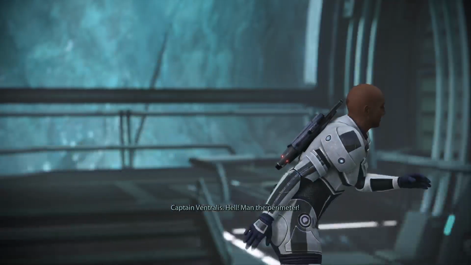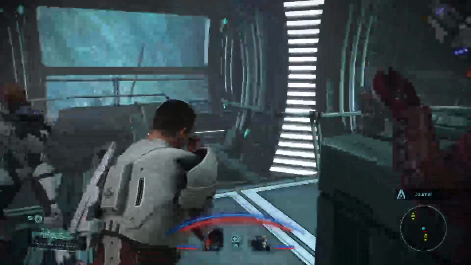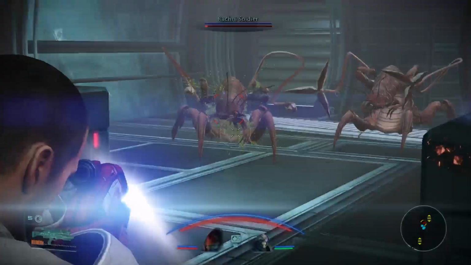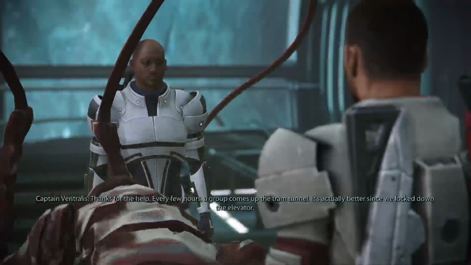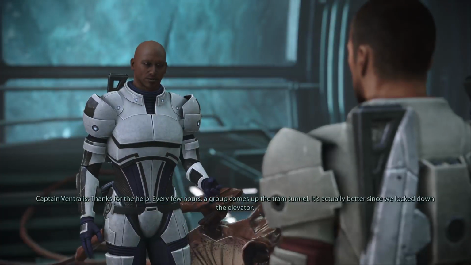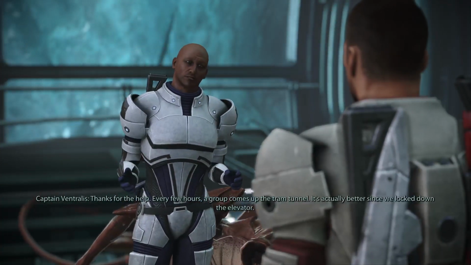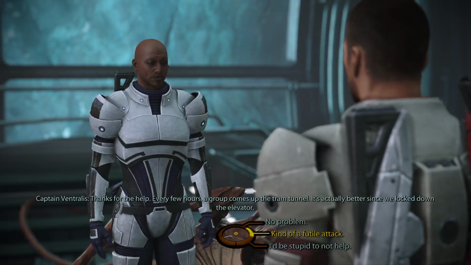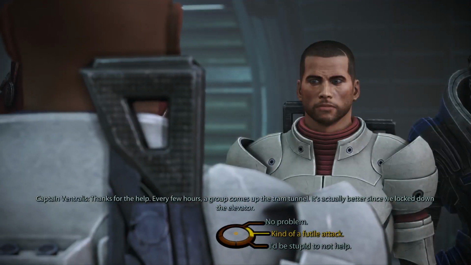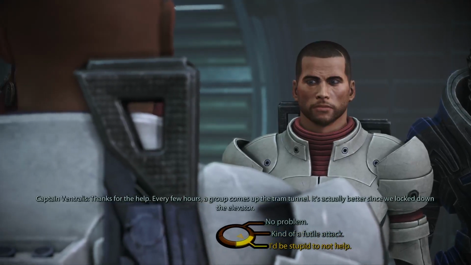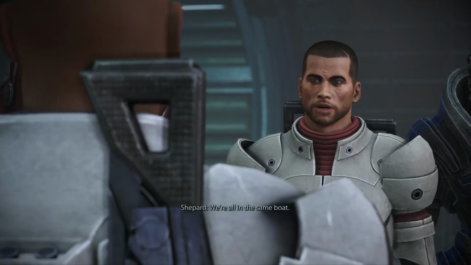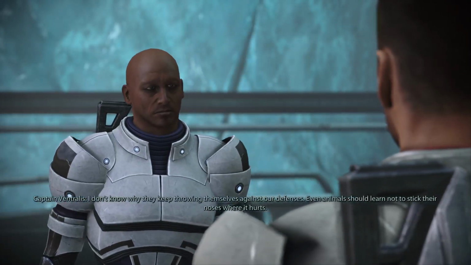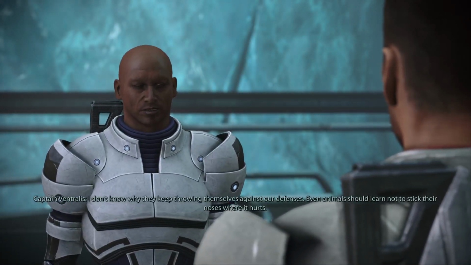Hell! Man the perimeter! Kill them all! Thanks for the help. Every few hours, a group comes up the tram tunnel. It's actually better since we locked down the elevator. We're all in the same boat. I don't know why they keep throwing themselves against our defenses. Even animals should learn not to stick their noses where it hurts.